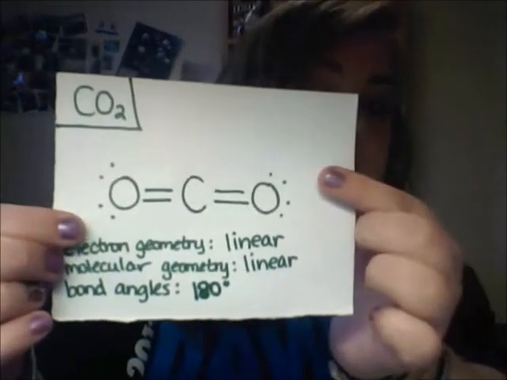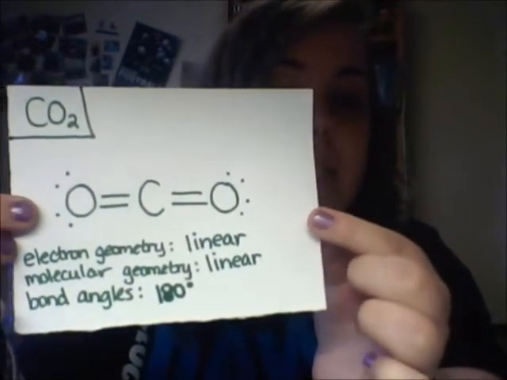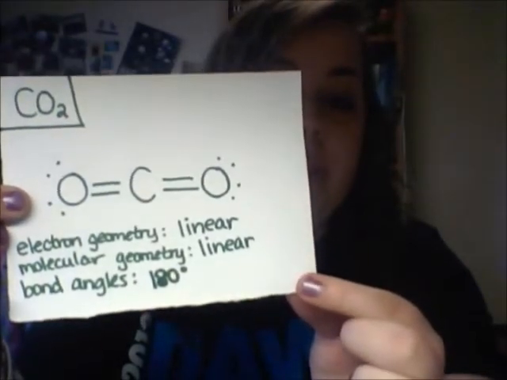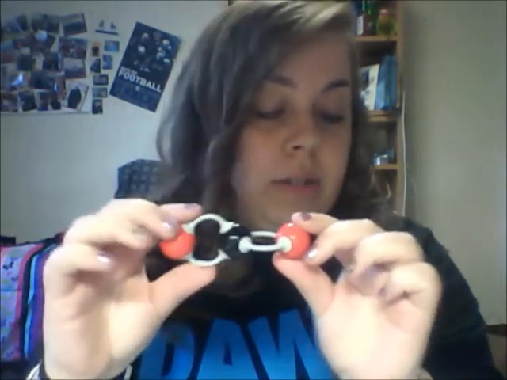This is the Lewis dot structure for carbon dioxide, and it says the electron geometry is linear, the molecular geometry is linear, and the bond angles are 180 degrees. This can be explained when you look at the model. It is linear because it is in a straight line, and that's also why the bond angles are 180 degrees. You see that there are two bonding groups and no lone pairs of electrons, making it linear.